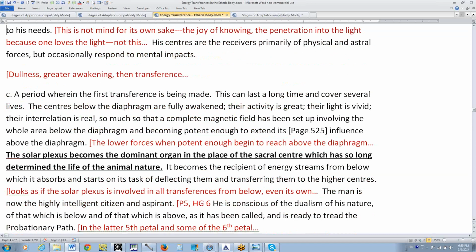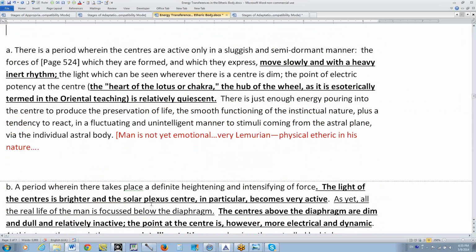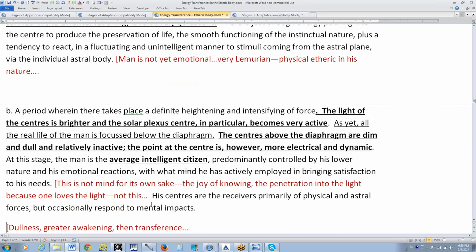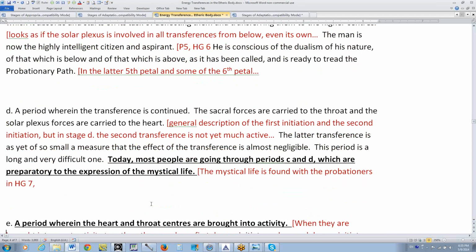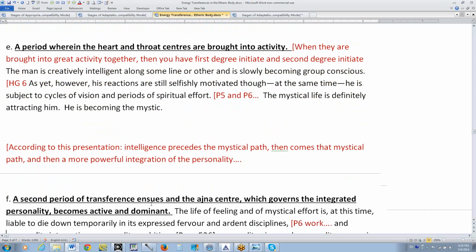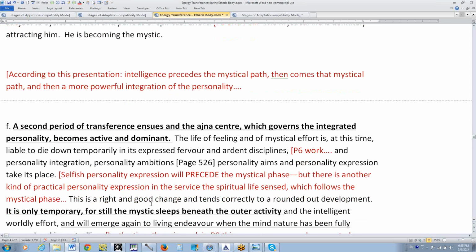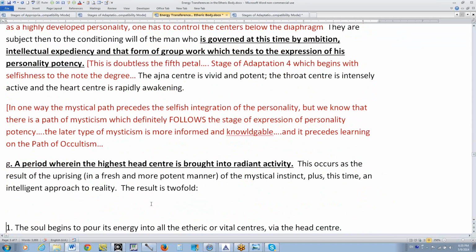This sevenfold picturing of the centers is very, very important, from the inert phase to the brighter centers in stage B, to the dominance of the solar plexus in stage C, to a period where the throat center and the heart are being activated, and then the heart and throat are actually brought into activity in stage E, and the ajna center is involved in stage F, and finally, I believe, the head center in stage G.